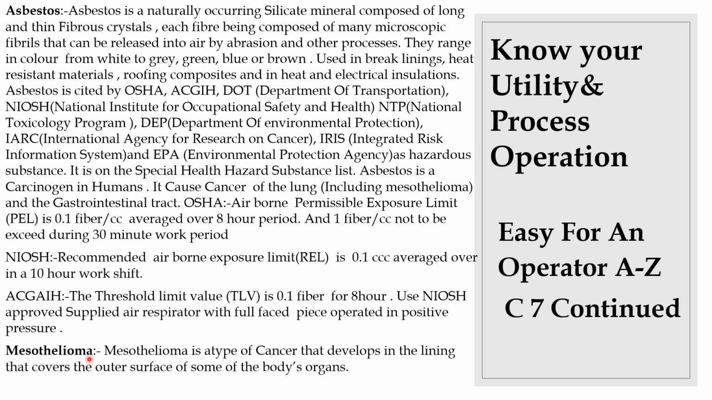You can see the mesothelioma. Mesothelioma is a type of cancer that develops in the lining that covers the outer surface of some of the body's organs, mainly the lungs. It is a type of cancer caused mainly by asbestos. We will see the exposure limit and other details on the next slide.